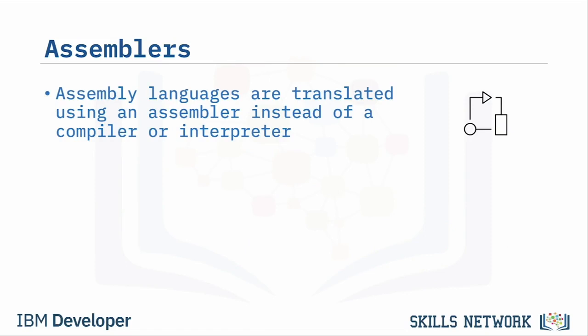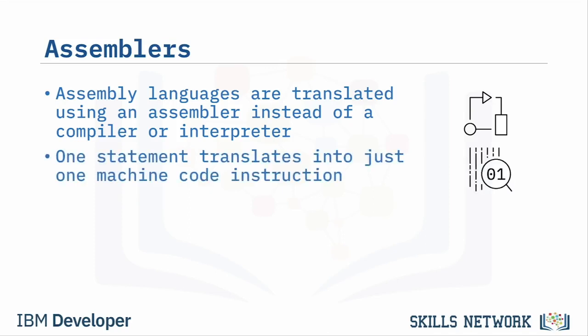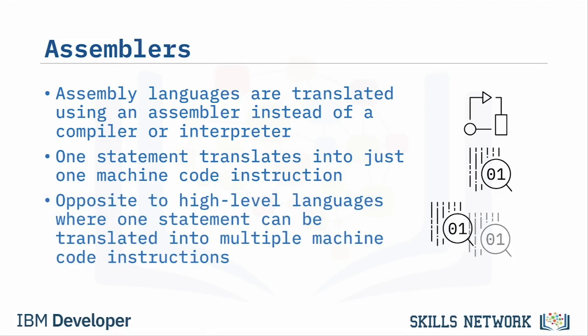One other key difference with assembly languages is that they are translated using an assembler instead of a compiler or interpreter, and one statement translates into just one machine code instruction, as opposed to high-level languages where one statement can be translated into multiple machine code instructions.